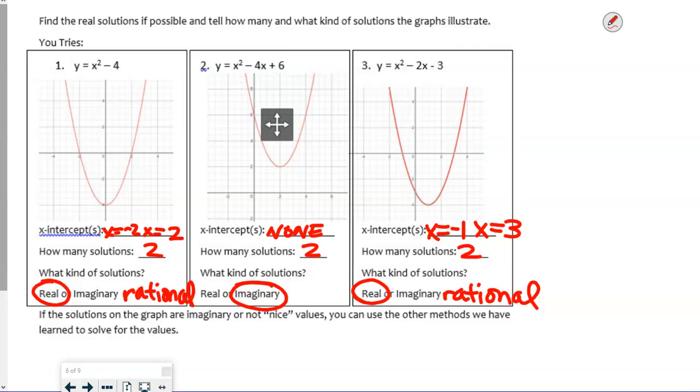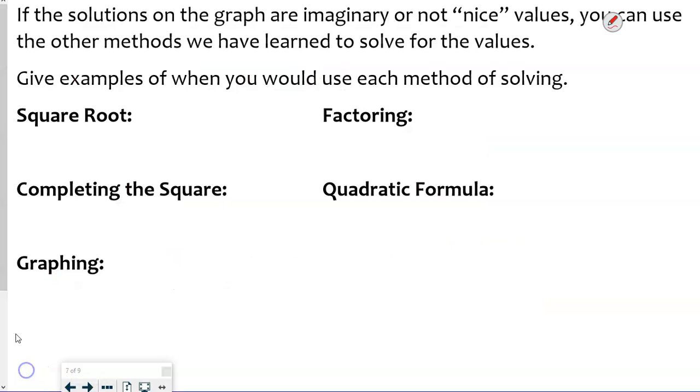And down at the bottom it says if the solutions of the graph are imaginary or not nice values, you can use the other methods we have learned to solve for the values. So on this one it says give examples of when you would use each of the methods of solving. So when do we use square roots?